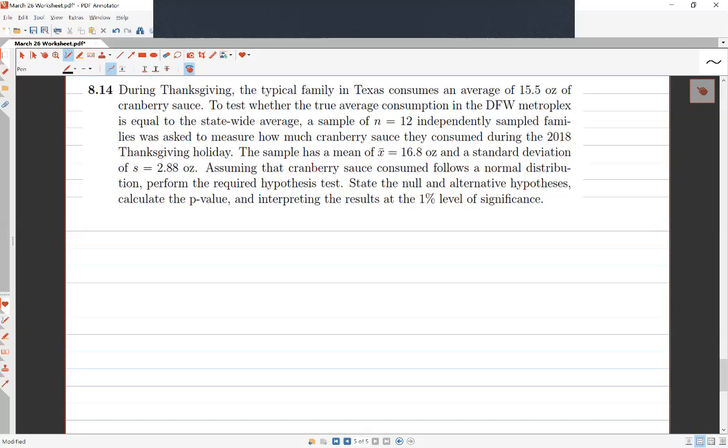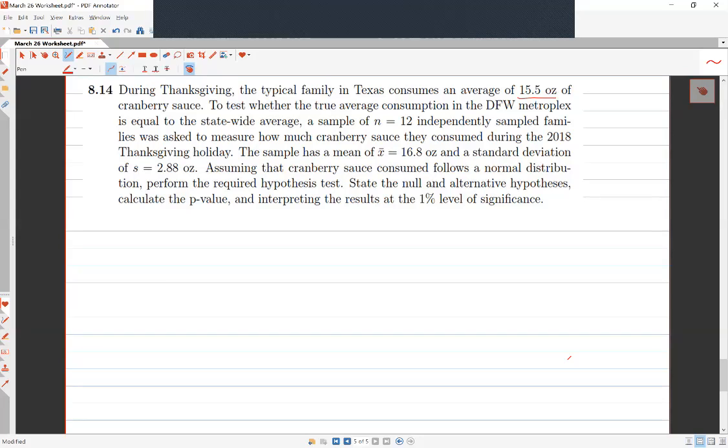Okay, here's our last example for today. We are looking at how much cranberry sauce homes use in Texas. And the information we're being given says that the typical family in Texas consumes 15.5 ounces of cranberry sauce during Thanksgiving. We want to test whether the true average in the DFW Metroplex is equal to the statewide average.